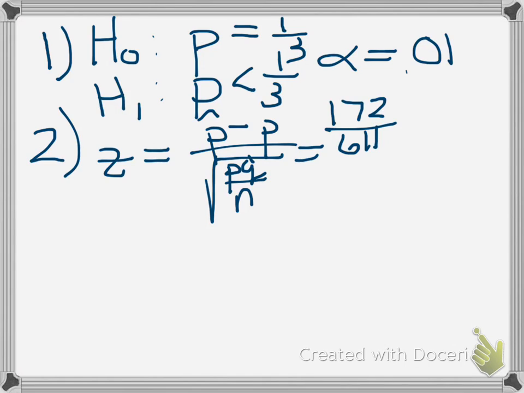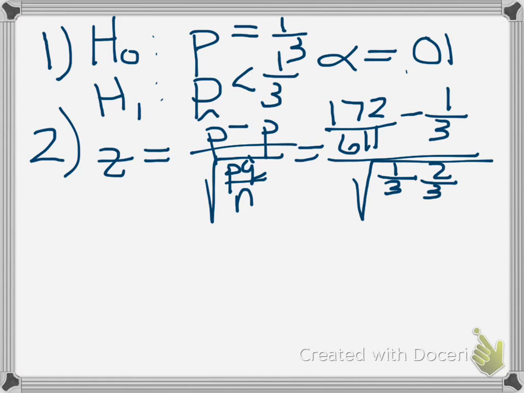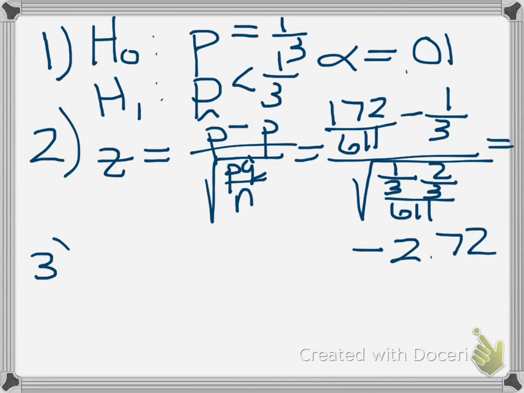So there were 172 calls that were successfully challenged divided by 611 minus p, and from up in step one, p is 1/3, divided by the square root of p, which again from up above was 1/3, times q, which is 2/3, divided by n, which is 611. It's the total number of data values. And if you put that in your calculator and crunch away, you're going to get negative 2.72.